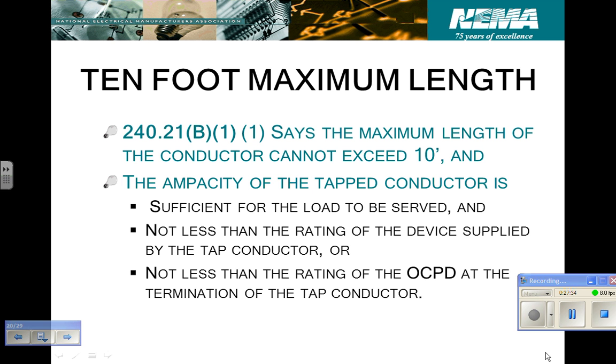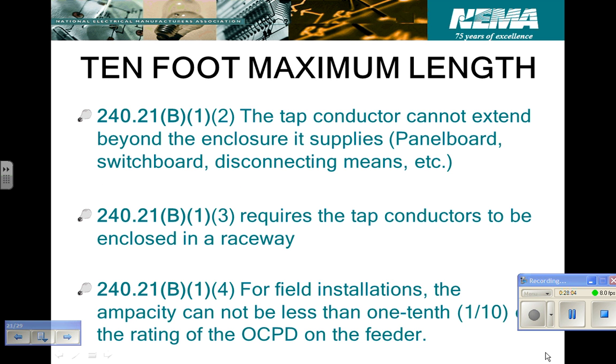Then, the wire has to be sufficient for the load to be served. The wire cannot be less than the rating of the device supplied by the tap conductor. What does that mean? Well, we'll find that out in the code book a little later. Not less than the rating of the overcurrent protection device at the termination of the tap conductors. Okay, 10-foot maximum length rule. The tap conductor cannot extend beyond the enclosure it supplies: panel board, switchboard, disconnecting means. Our main focus is going to be a disconnecting means going to a motor.